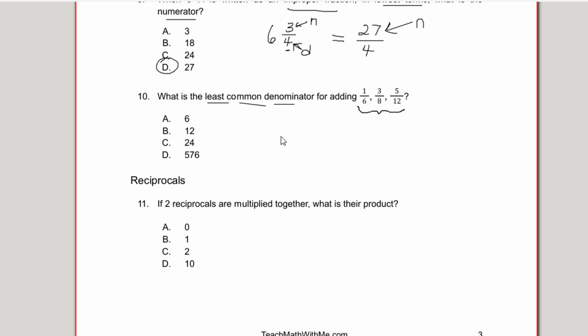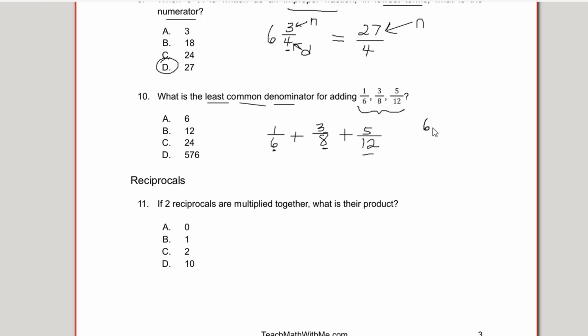So remember, adding fractions. If I'm going to take 1/6 and add it to 3/8 plus 5/12, without our calculator, we have to have a least common denominator. So we have to look at the 6, the 8, and 12, and we have to say, what is the least value that each of these three numbers will divide into? And so we could look at different things.